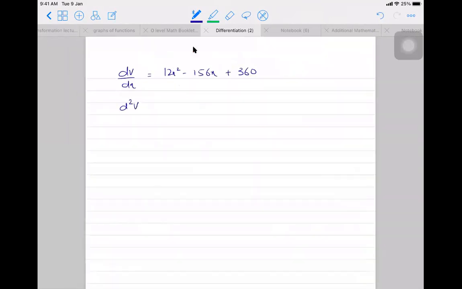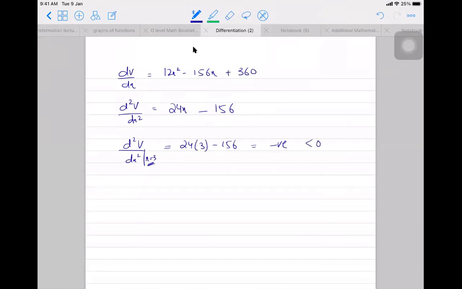Now I'm going to differentiate this again. So the result is 24x minus 156. Now we are trying to find the nature of the value at x equals 3. If I plug in 3 over here, would you agree that it is going to result in a negative value? If the second derivative comes out to be negative, meaning less than zero, then you can say that the stationary value of V is a maximum value. Clear?